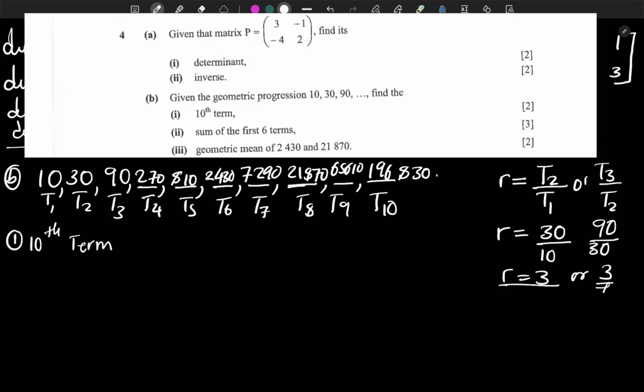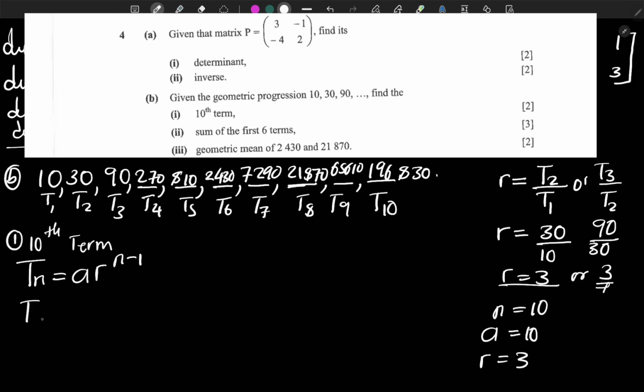Or if you want, we can find the same answer, but this time we can use the formula. So the formula is Tn is equal to A times r, the common ratio, raised to the power n minus 1. N represents the number of terms, so we have 10 terms. A is our first term, which is 10. Common ratio is 3.